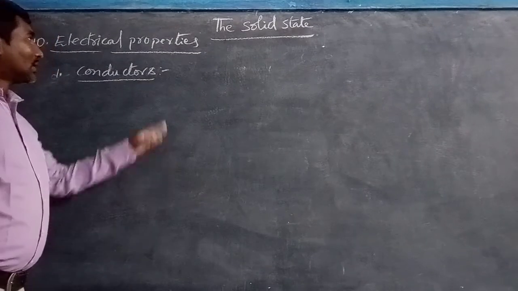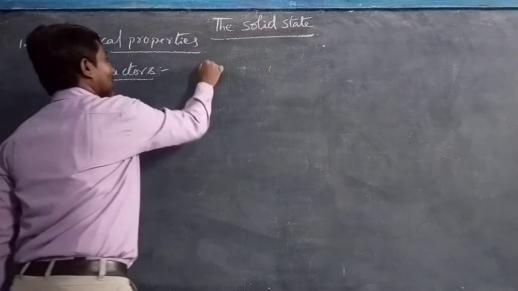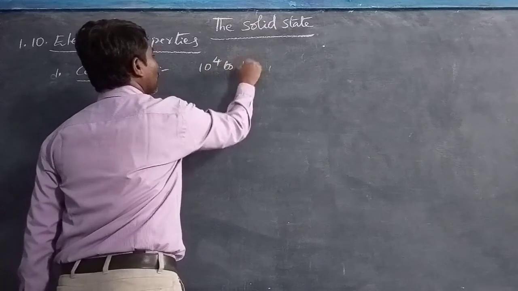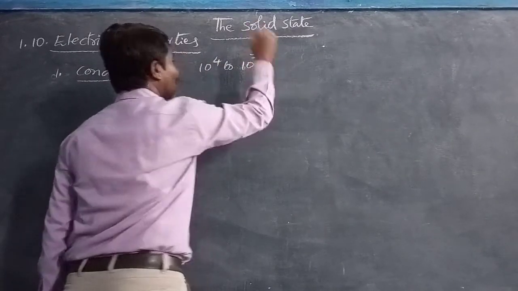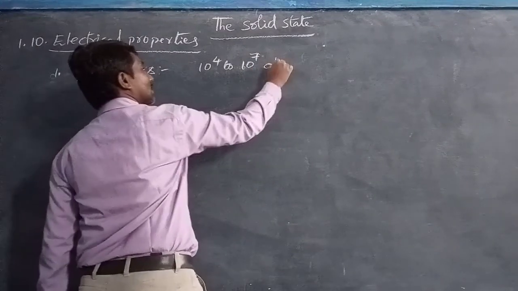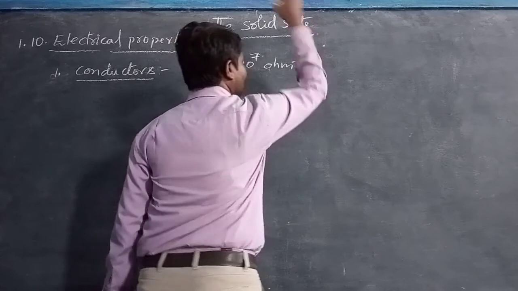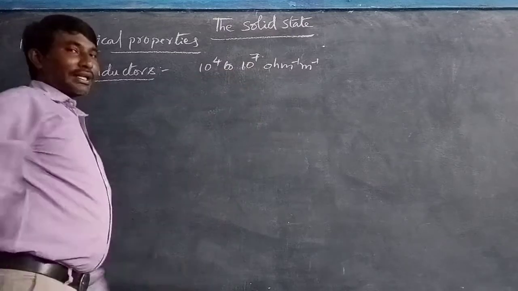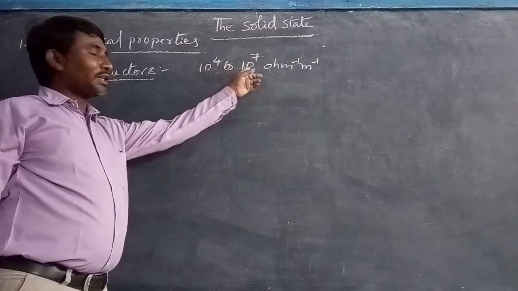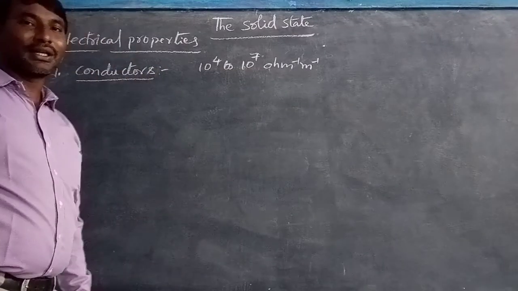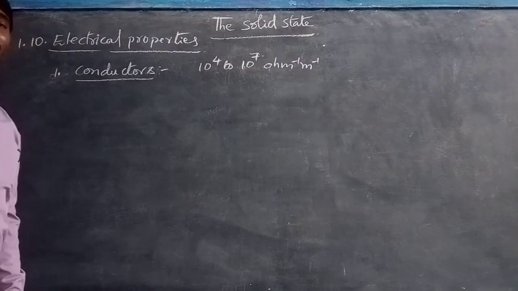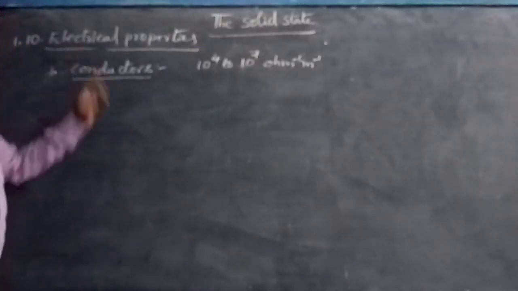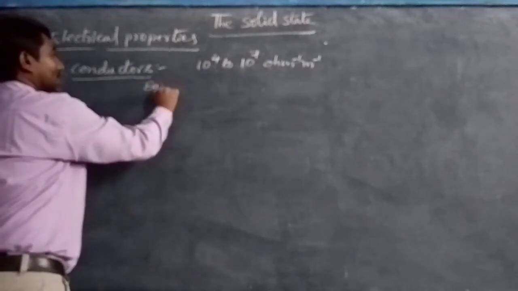Conductor means the conductivity ranges between 10 to the power of 4 to 10 to the power of 7 ohm inverse meter inverse. Another definition: the substances which allow or conduct electricity through them are called conductors. For example, metals.